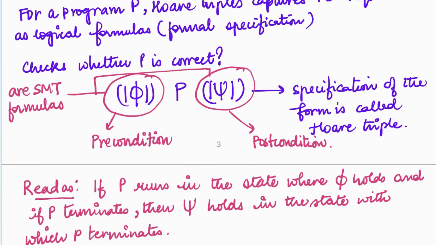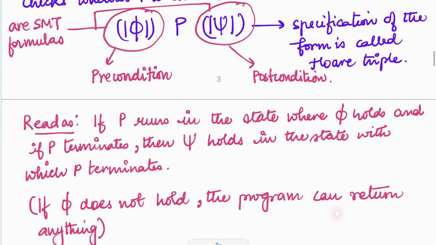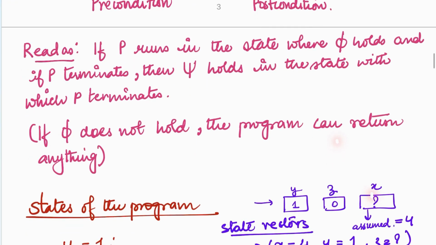This is very important. And if phi, the precondition, doesn't hold, the program can return anything, and that is called garbage in, garbage out, which we will study. Now I would like to talk about a very important concept, which is known as states of a program.